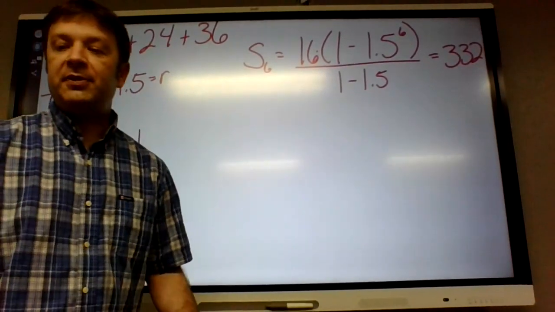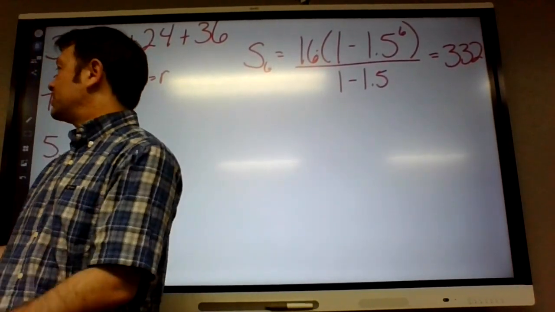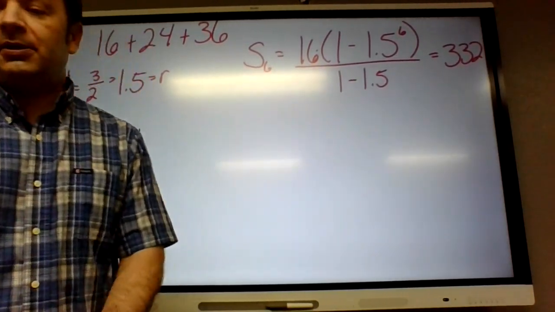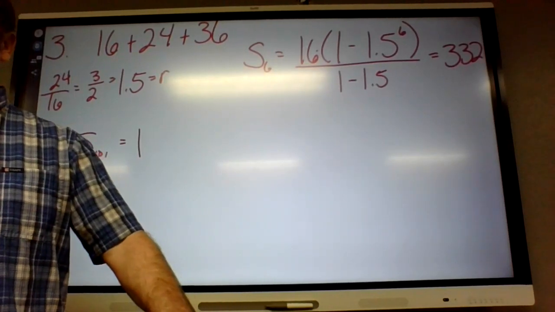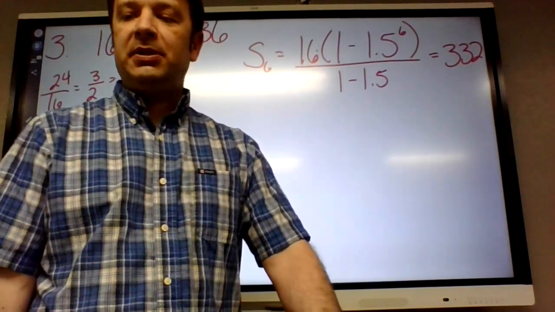Okay, number 7. Determine whether each infinite geometric series converges or diverges. So we switch to infinite, which means we're switching to this basic formula right there. If it converges, find its sum.